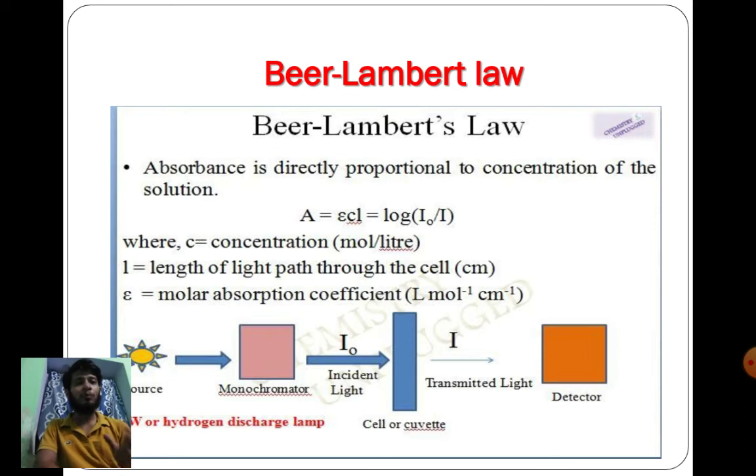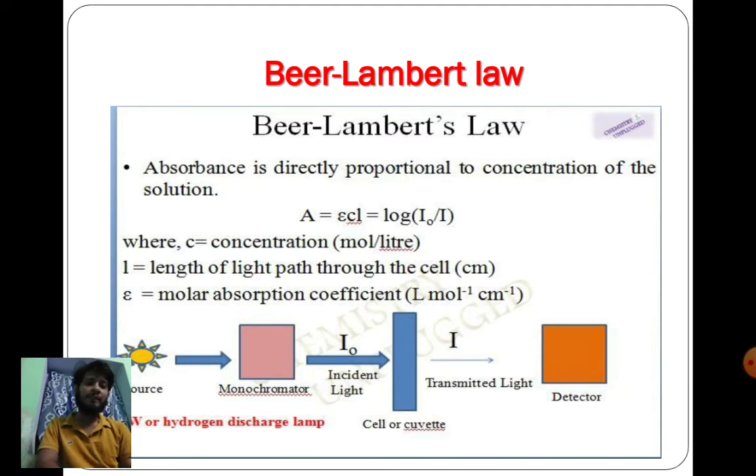Here is the Beer-Lambert law, the most important law in spectroscopy. It states that absorption is directly proportional to the concentration of the solution. Here A is equal to epsilon L C, where L is the path length, C is the concentration and epsilon is the molar absorption coefficient.